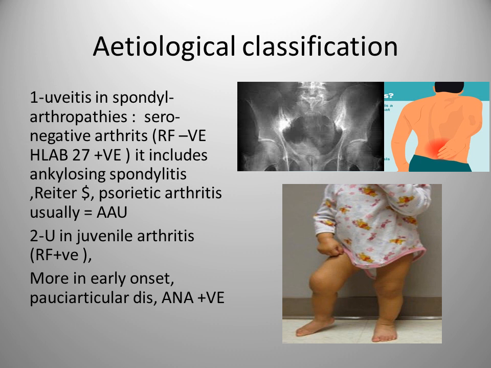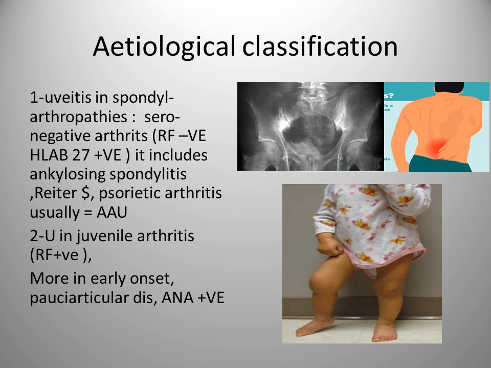So number one, uveitis in spondyloarthropathies. These are a group of uveitis with arthritis who are seronegative. When we say seronegative, we mean rheumatoid factor negative. 90% of them are HLA-B27 positive. They include ankylosing spondylitis, Reiter syndrome, and psoriatic arthritis.